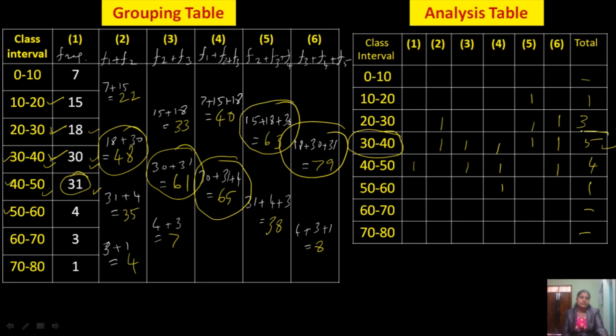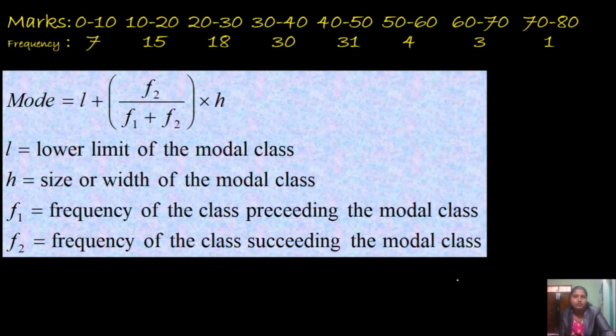So the highest value here is 5, which corresponds to the class interval 30 to 40. So the modal class is 30 to 40. Look here, the interval 30 to 40 has the highest frequency density.